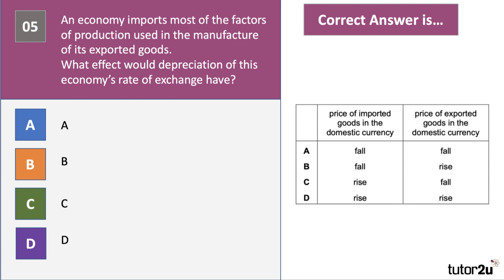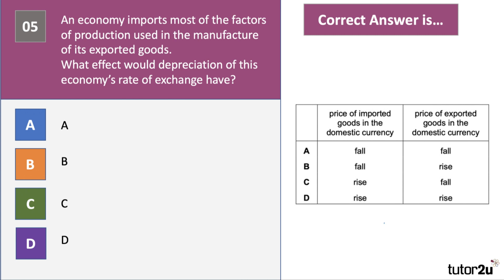So what do you think for question 5? Well, if the exchange rate goes down, import prices go up. So it'll have to be C or D. Don't forget, strong pound imports cheaper, while weak pound imports more expensive. So it's got to be C or D.